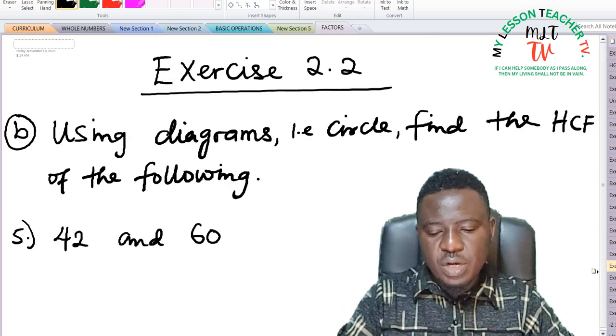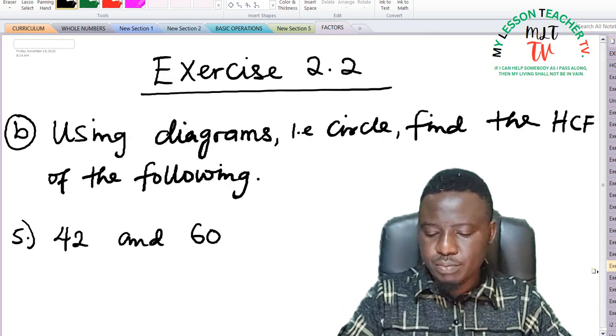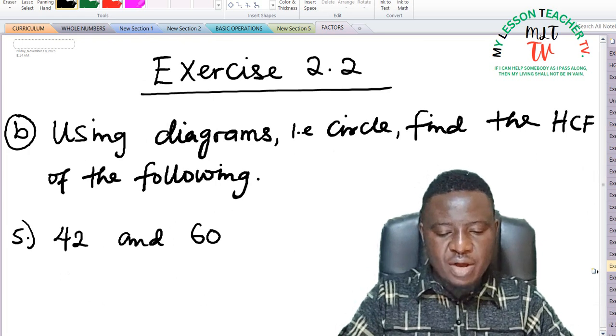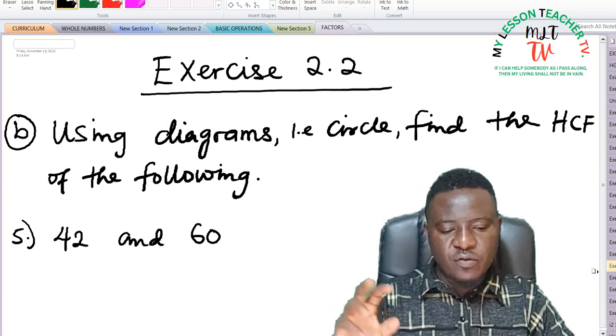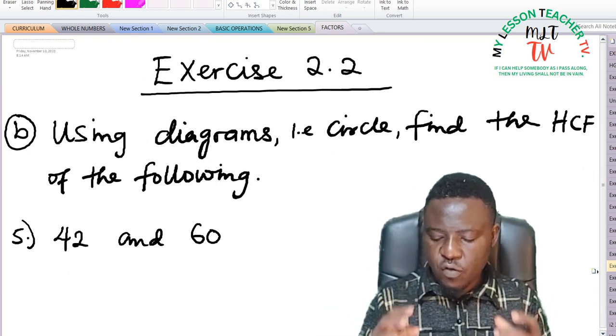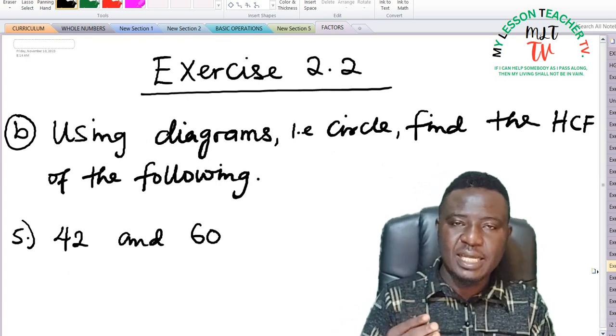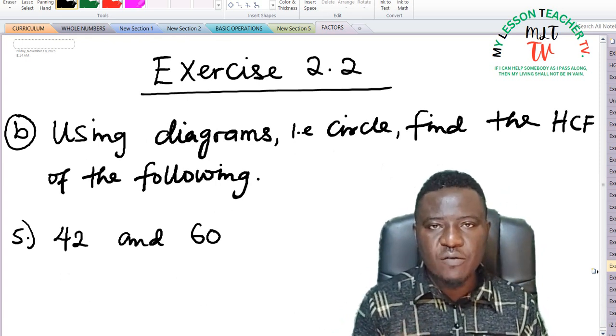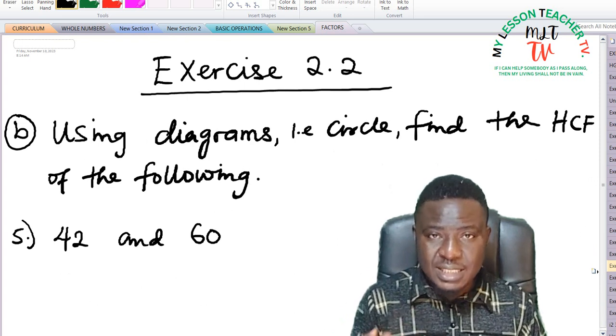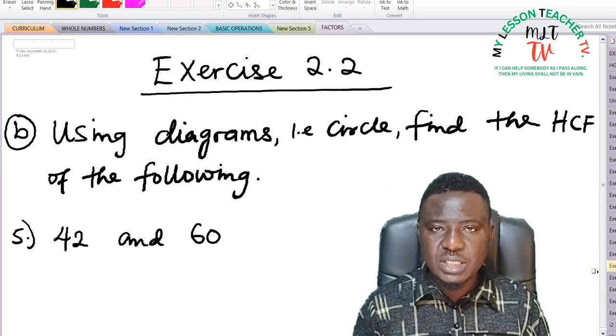Question 5 on exercise 2.2b reads, using diagrams, that is circles, we have to find the HCF of 42 and 60. HCF simply means highest common factor of 42 and 60. And how do we do this?